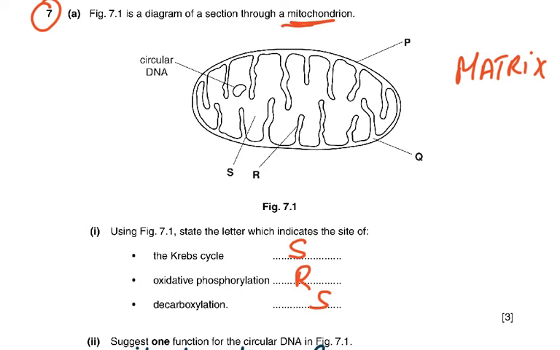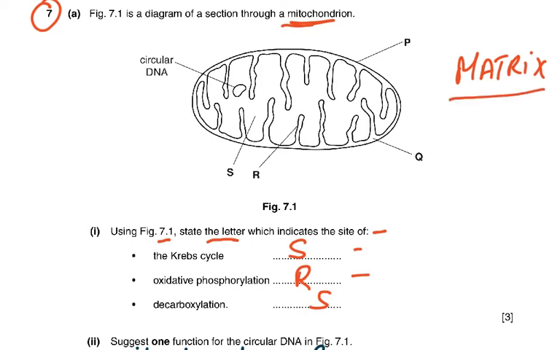In the chloroplast, the inside liquid is called the stroma, and the last two letters of chloroplast are ST. So ST for stroma. Do not mix this with the matrix. Using figure 7.1 state the letter which indicates the site of the Krebs cycle. Krebs cycle takes place in the matrix, so S. Oxidative phosphorylation takes place on the inner membrane, so that would be R. And decarboxylation is in the Krebs cycle, because carbon dioxide, decarboxylation or decarboxylase is in the Krebs cycle, and that is also in the matrix of the mitochondrion.